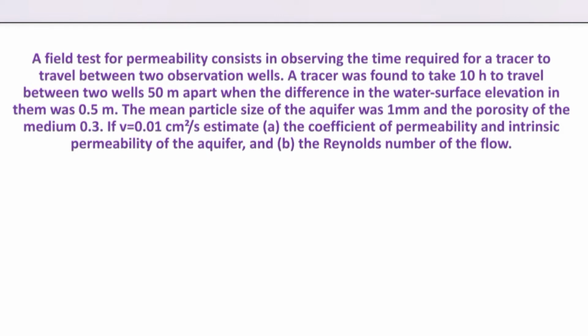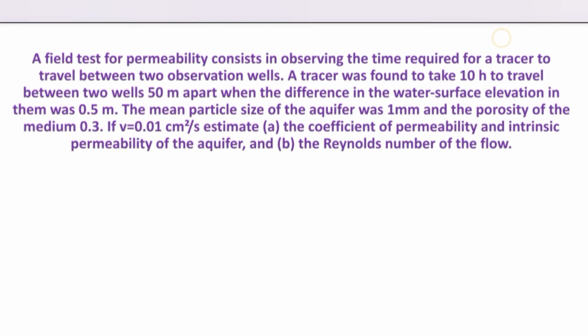The mean particle size of the aquifer was 1 mm and the porosity of the medium is 0.3. If the kinematic viscosity is 0.01 cm square per second, estimate the coefficient of permeability, intrinsic permeability of the aquifer, and the Reynolds number of the flow.